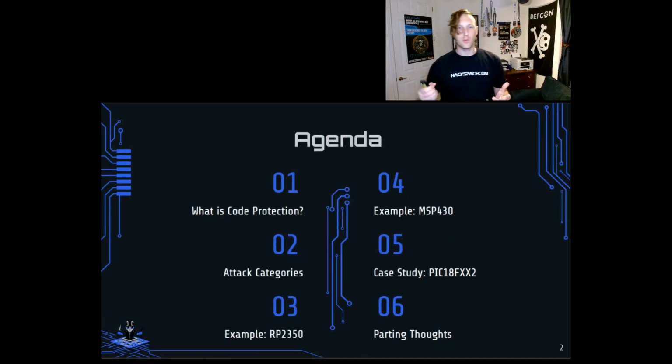All right, so first of all, we're going to look at what code protection is. We're going to talk about what it is and what it isn't. We're going to look at some attack categories, and then we're going to look at 3 examples: the RP2350, the MSP430, the PIC18F-XX2, and have a few parting thoughts.